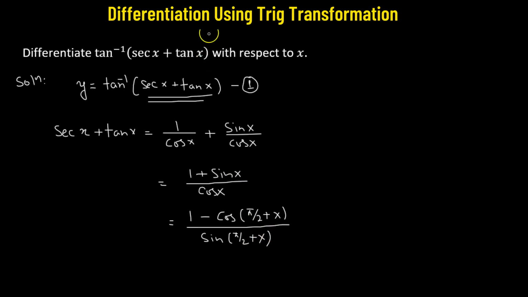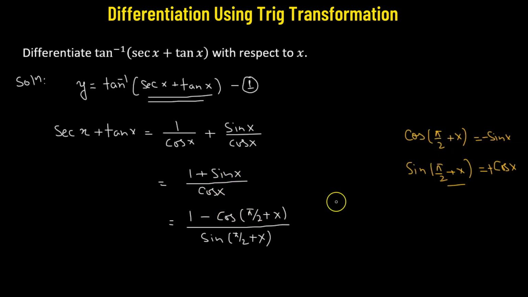Let me write it down here. Whenever we have cosine of pi over 2 plus x, cosine gets converted to a sine function. But pi over 2 plus x means we are in the second quadrant, and in the second quadrant the cosine function is negative, so the result will be negative. In place of sine of pi over 2 plus x, sine gets converted to a cosine function, and in the second quadrant sine is positive, so our value will be positive. That's why we have replaced sine x with negative cosine of pi over 2 plus x, and cosine of x with sine of pi over 2 plus x.